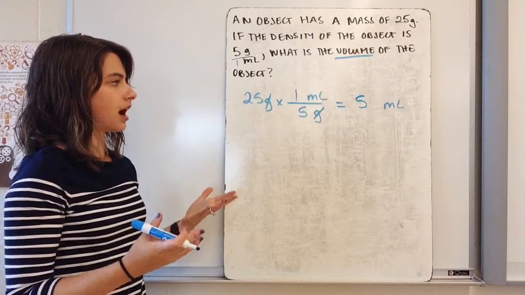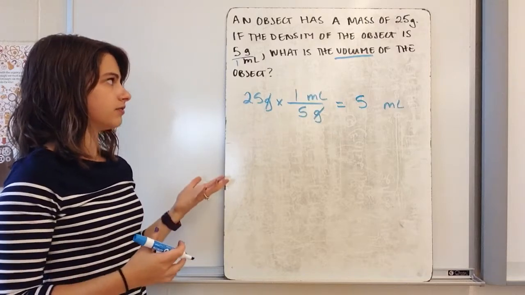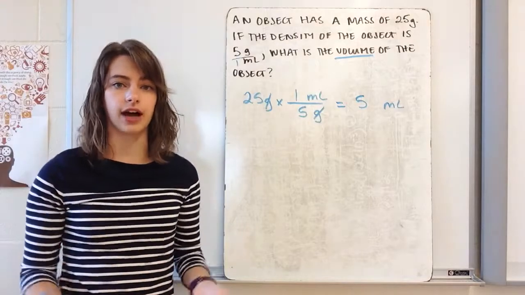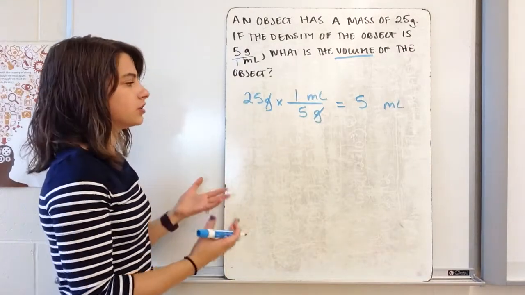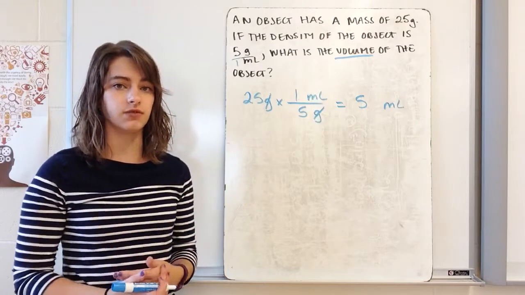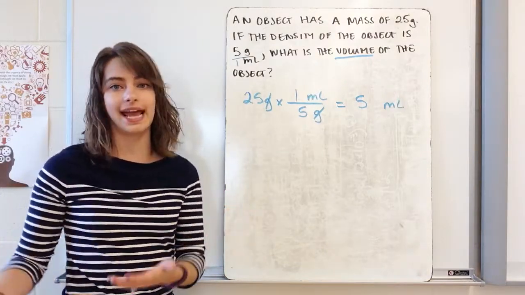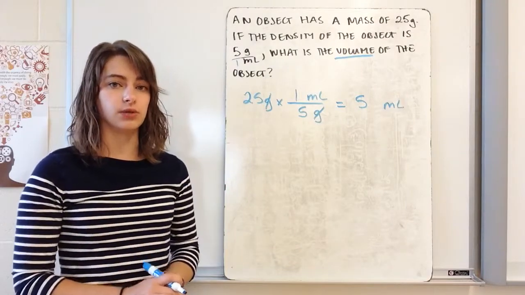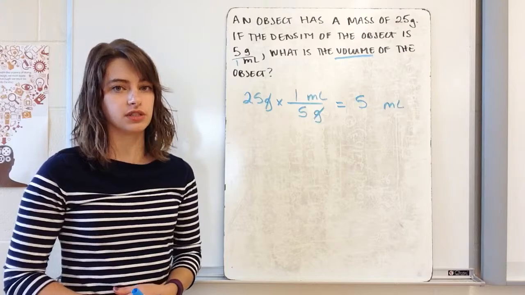So for this object, it has a mass of 25 grams. There are 5 grams for every milliliter. It means it has a volume of 5 milliliters. So we can use density to find the mass or the volume of the object if we know the mass or the volume and the density. So we can use density as a conversion factor to go between mass and volume for a specific substance.